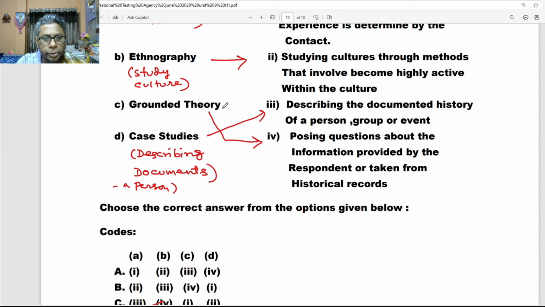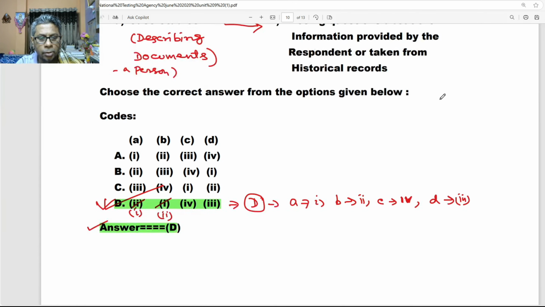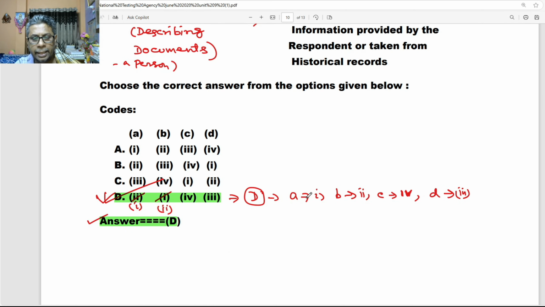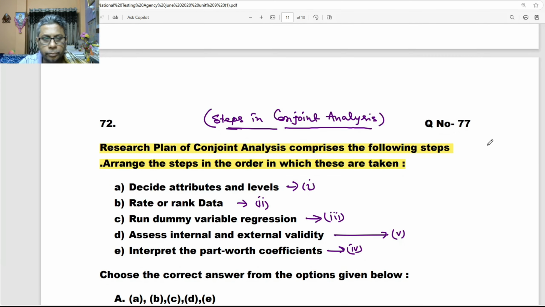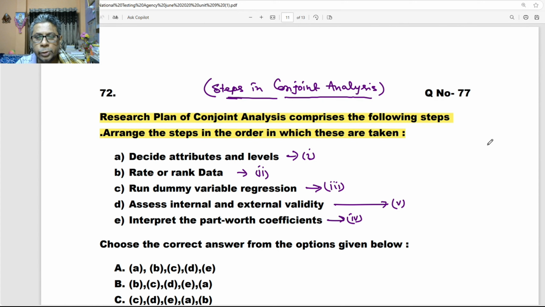C, grounded theory, is related to 4, posing questions about information provided by respondents or taken from historical records. This is grounded theory. And D, case study, is related to 3, describing the documented history of a person, group or event. So option D is correct: A1, B2, C4 and D3. Now we move on to our next question.